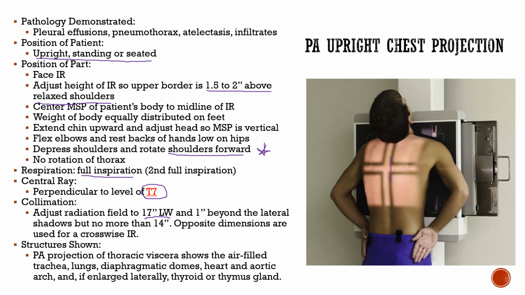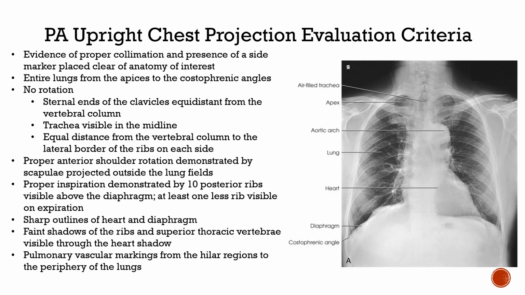We're going to look at a PA projection of the thoracic viscera with the air-filled trachea, the lungs, the diaphragmatic domes, the heart, the aortic arch, and if enlarged laterally, the thyroid or thymus gland. So we're looking at the evidence of collimation. The lungs from the apices at the very tip top down to the costophrenic angles must be included. And so very important.